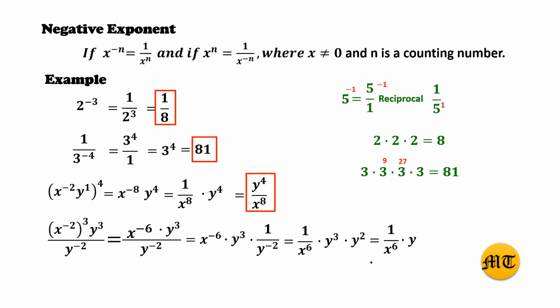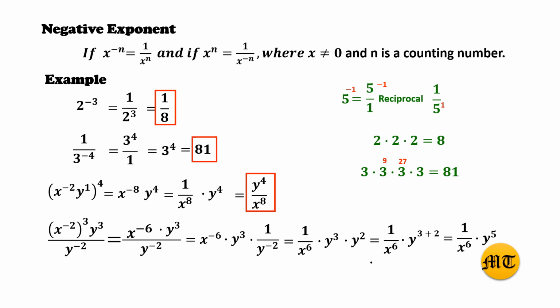since they have the same base, which is y, I just copy y. Since the operation of both y is multiplication, we perform addition on their exponents. Therefore, we have 3 plus 2. Then, we have 1 over x raised to 6, multiplied by y raised to 5.